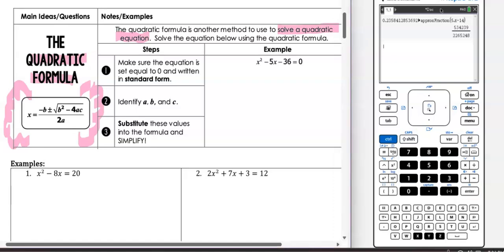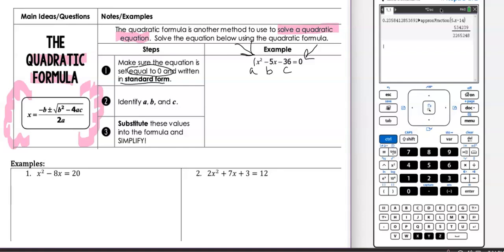To start off, when trying to get x-intercepts, we always have to make sure that the equation is equal to 0, and we want to see that it's written in standard form. Looking at this example, it is equal to 0, and it is in standard form because the exponents are going from largest down to the smallest. So next, we are going to identify our a, b, and c values. A is equal to 1, b is equal to -5, c is equal to -36.